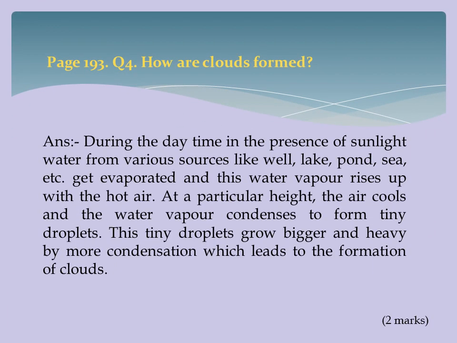Page number 193. Question number 4. How are clouds formed? Answer. During the daytime, in the presence of sunlight, water from various sources like well, lake, pond, sea, etc. gets evaporated and this water vapor rises up with the hot air. At a particular height, the air cools and the water vapor condenses to form tiny droplets. These tiny droplets grow bigger and heavy by more condensation, which leads to the formation of clouds.